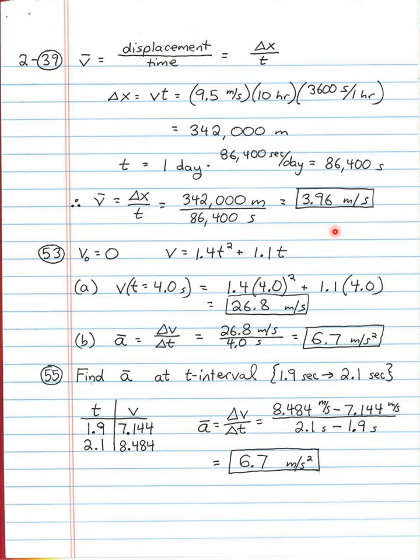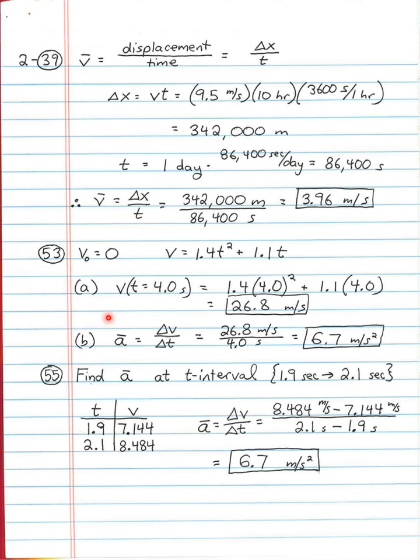Number 53 says, the next three problems deal with a stock car which starts from rest at time t equals 0 with velocity in meters per second increasing for 4 seconds according to the function v sub x is 1.4 t squared plus 1.1 t. All right, so there it is, that given information. And question A for number 53 asks, find the car's velocity at the end of the 4-second interval. And then part B, find the average acceleration for this interval.